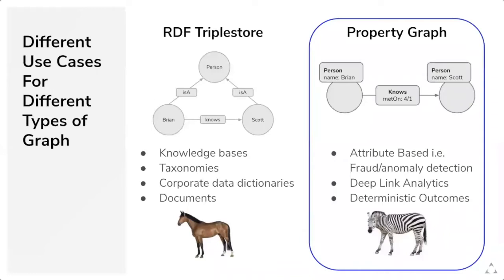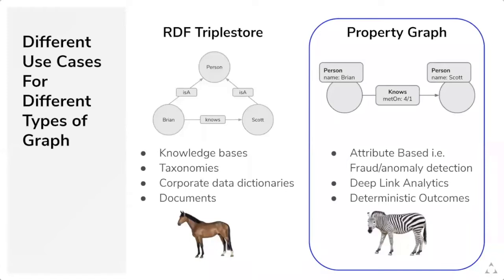Typically what we see, these use cases for knowledge bases and corporate data dictionaries and document composition use cases. Whereas the property graph on the right, excuse me, is usually used more for anomaly detection, customer 360, those sorts of things. And while they're similar and they look the same from the outside, oftentimes they're used for vastly different things.